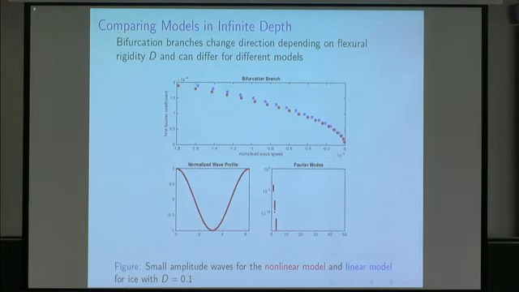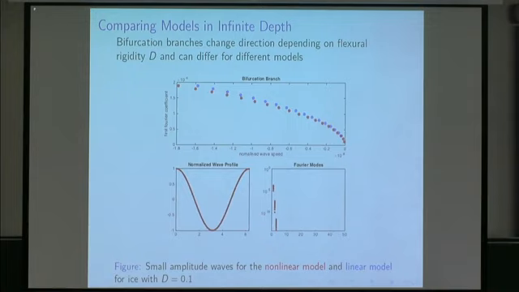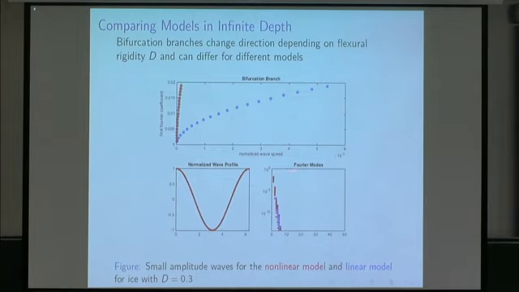Then you pick a different d, flexural rigidity. The bifurcation branches go the other way, which is interesting. That means that higher amplitude solutions travel at slower speeds, whereas before you had higher amplitude solutions traveling at faster speeds. And then the blue and the red start to deviate. Pick a different d, 0.3. We made the flexural rigidity larger now, and you start to see the bifurcation branches deviate more and more from each other.